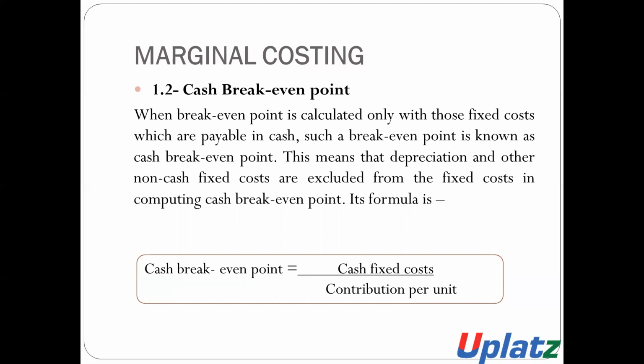The formula of cash break-even point is cash fixed cost divided by contribution per unit. The cash break-even point is equal to cash fixed cost, that is total fixed cost less non-cash fixed cost, divided by contribution per unit. On the basis of this, we can calculate the cash break-even point.